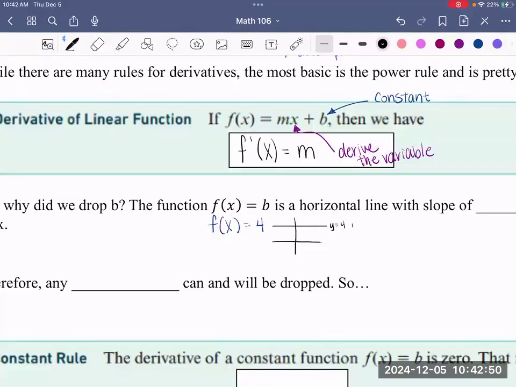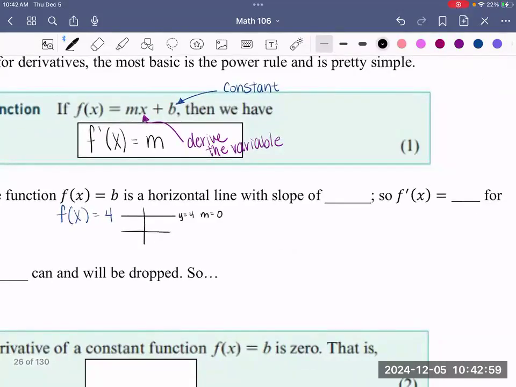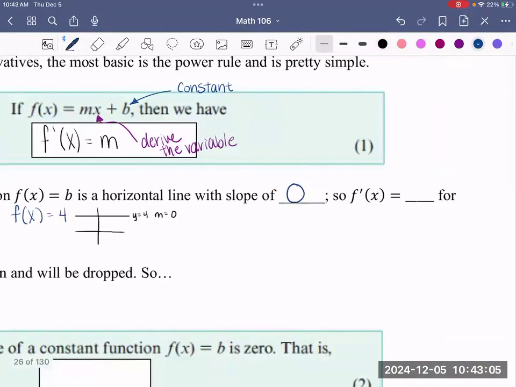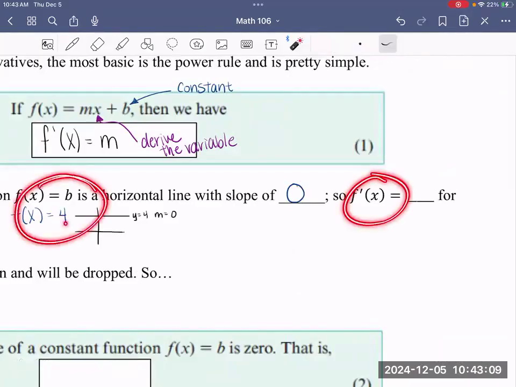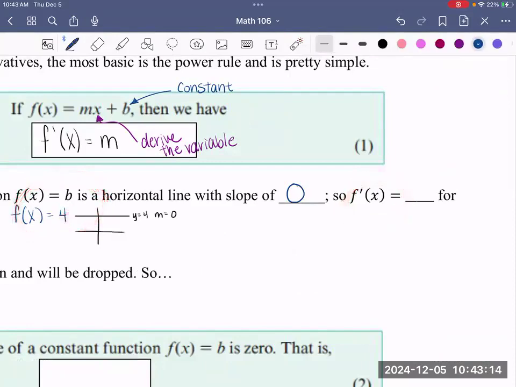But what do you know about your slope here, right? Well, your slope for horizontal lines is 0. So with the slope of that particular constant at 0, when we go to derive it, the first derivative of this constant, a value that's unaffected by your unknown variable, will therefore be 0. And that's always going to be the case.